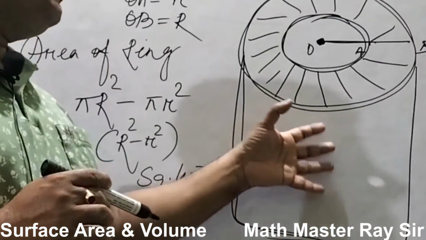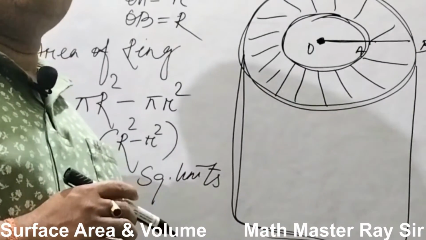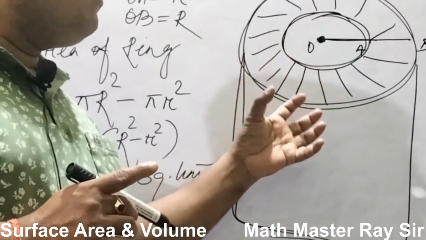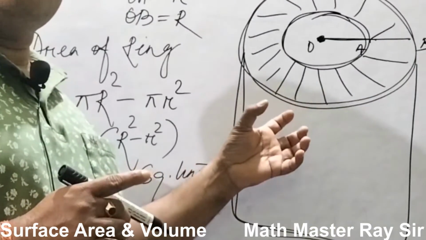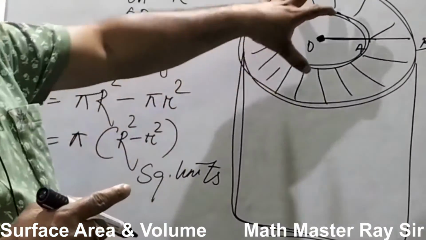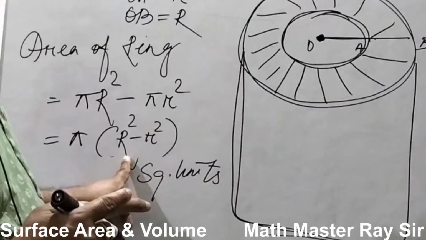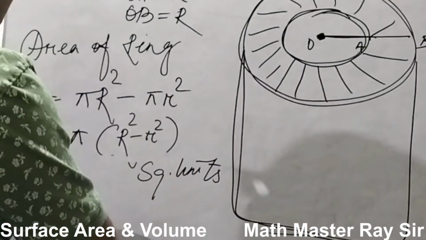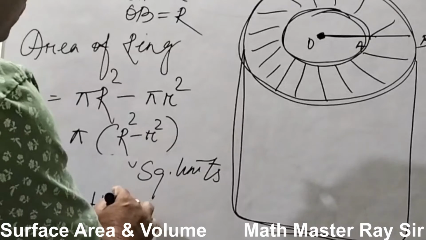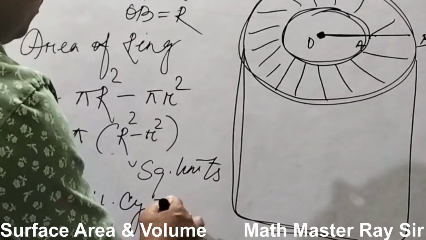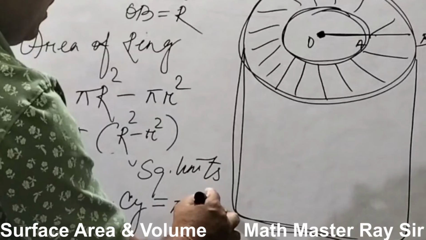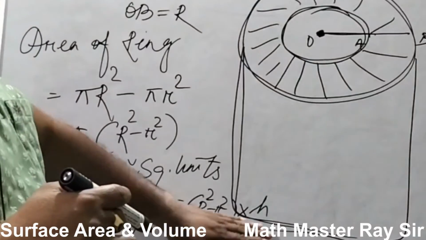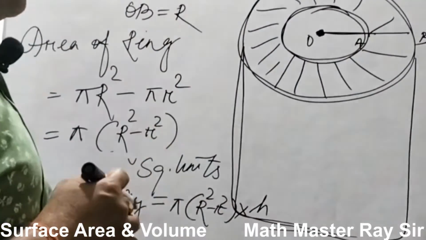So in case of a hollow cylinder, you can find out the volume of this one. As we know, volume of every solid object is area of the base into height. So area of the base you got pi times R square minus r square. If you multiply h here, then you will get the volume of the hollow cylinder, that will become pi times R square minus r square into h. Area of the base into height. Okay.